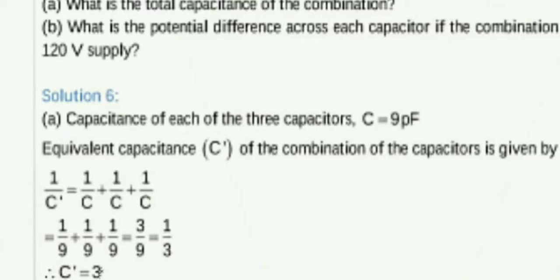What is the formula for effective capacitance when capacitors are connected in series? 1 by C dash equals 1 by C1 plus 1 by C2 plus 1 by C3. Here C1, C2, C3 are the same. So the formula becomes 1 by C dash equals 1 by C plus 1 by C plus 1 by C, which is 1 by 9 plus 1 by 9 plus 1 by 9, which is 3 by 9, equals 1 by 3. So 1 by C dash equals 1 by 3. So C dash is equal to 3. What about the unit? 3 picofarad.